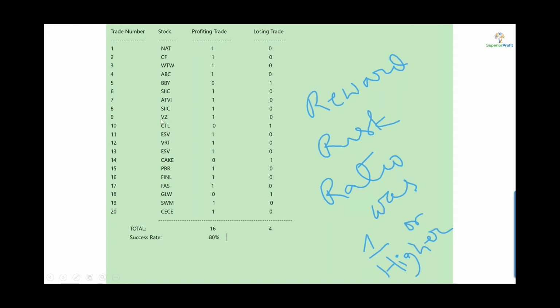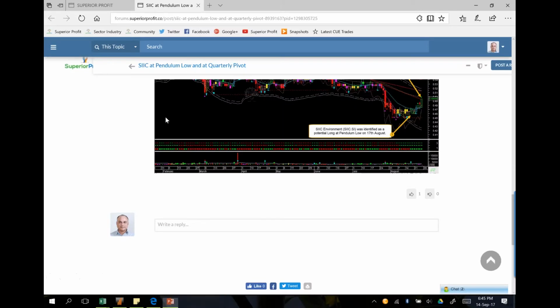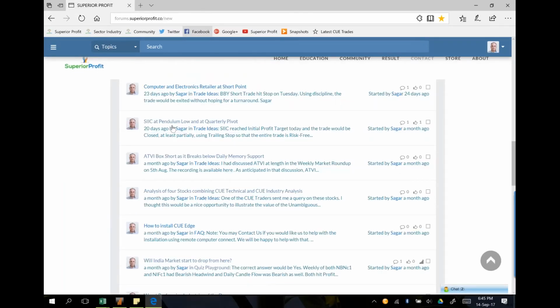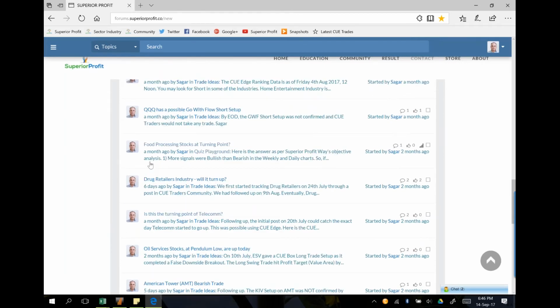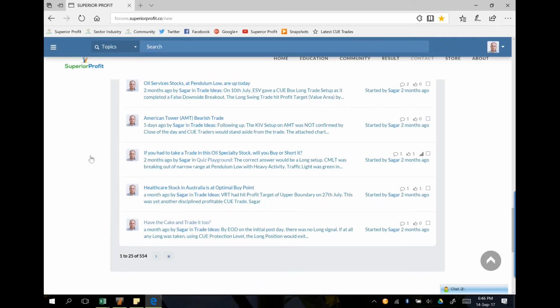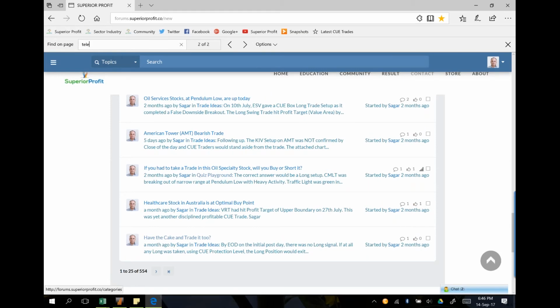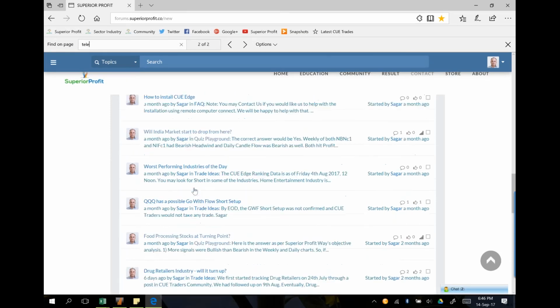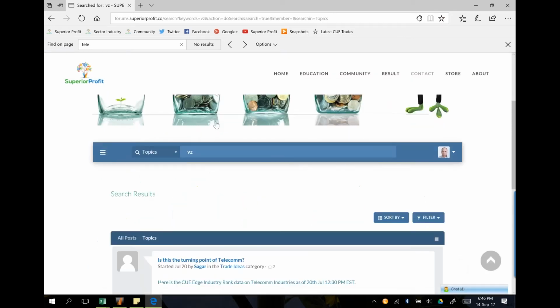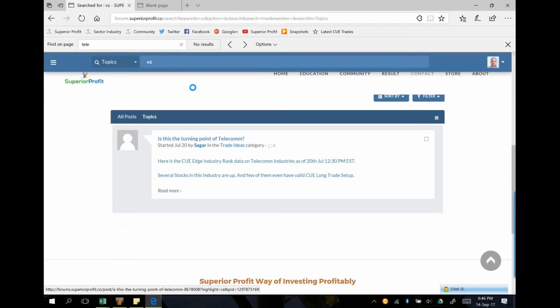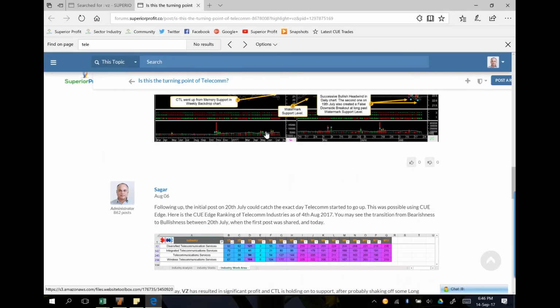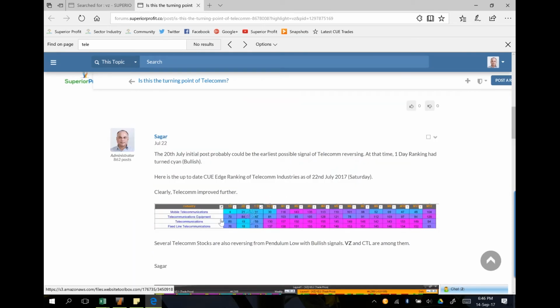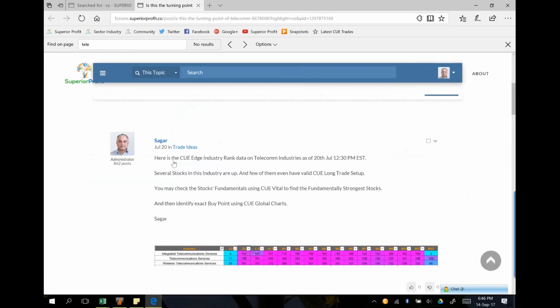In fact, let me just go to this post on Verizon. I want to illustrate one point. In the community, we have a feature that I can search for stocks. This was the post. The name didn't have Verizon in it, but you will see how beautifully you could use Q Edge. That was on July 22nd. No, okay, before that, July 20th.